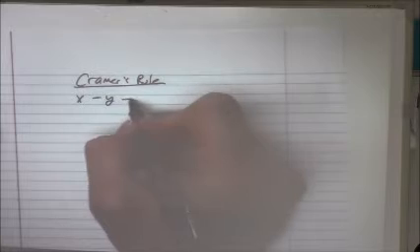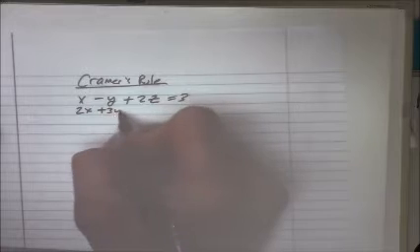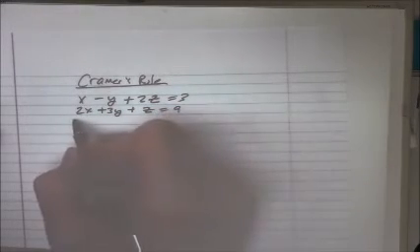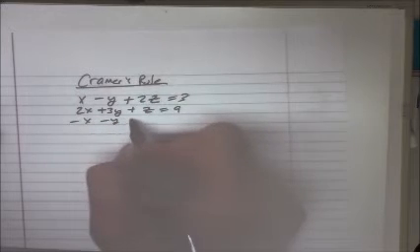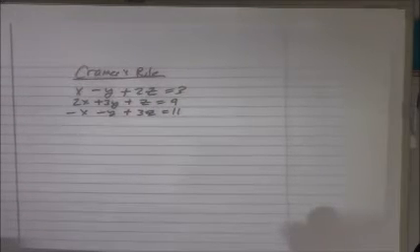Let's take a system of equations. x minus y plus 2z equals 3. 2x plus 3y plus z equals 9. Negative x minus y plus 3z equals 11. Solving a system of equations.